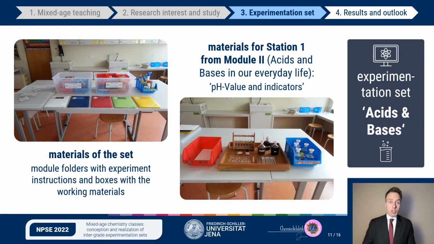This second illustration shows you an example of the materials of a selected station, here on the topic of pH value and indicators. In this experiment, common substances from the household, for example lemon juice, are to be examined for their pH value with the help of red cabbage juice and universal indicator. This experiment serves as a classical introduction to the topic of acids and bases. As I just mentioned, the station box contains all the materials needed for the experiment, for example test tubes, pipettes, or the solutions to be examined.